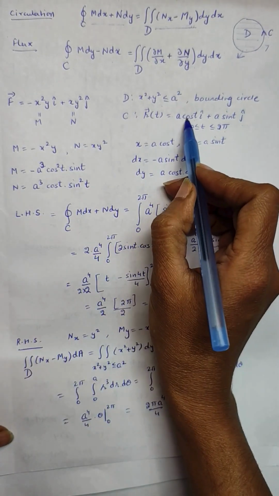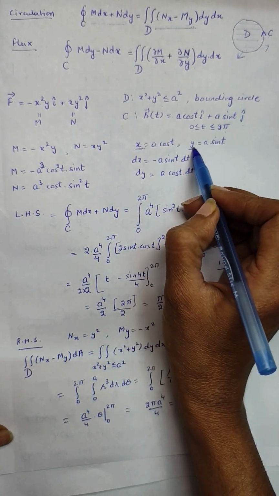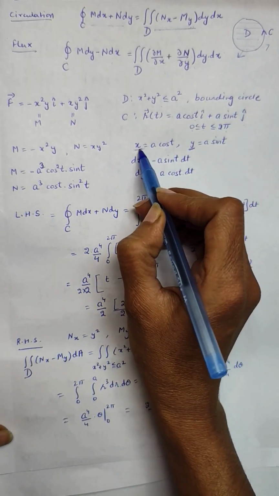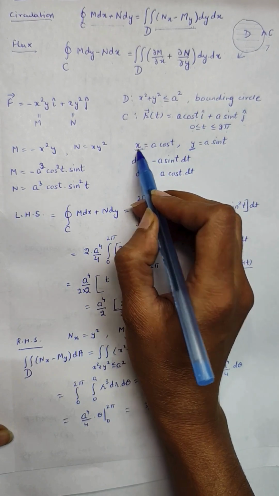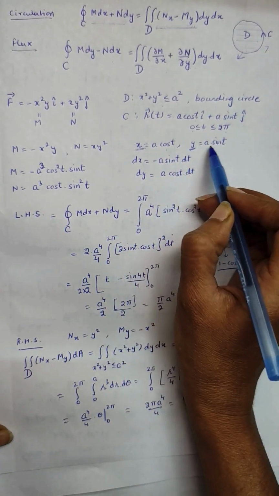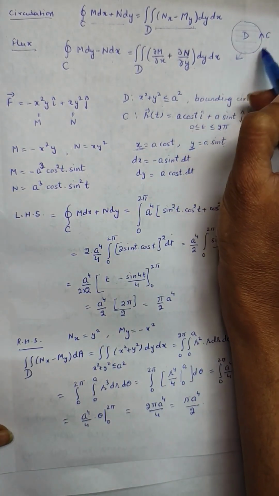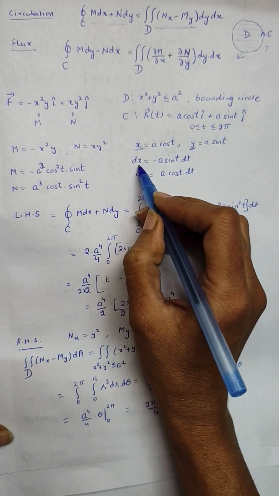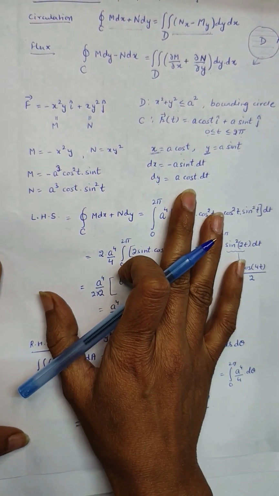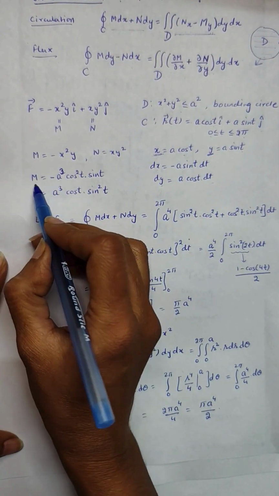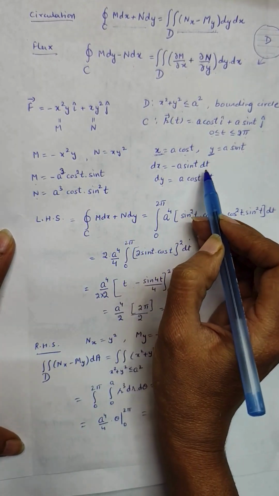Alright, so we write the x and y components, the values of x and y in parametric form. For any point on the boundary of this region, the parametric equations will be x equal to a cos t and y equal to a sin t. So we calculate dx and dy in terms of t. Now we find M and N in terms of this parameter t.